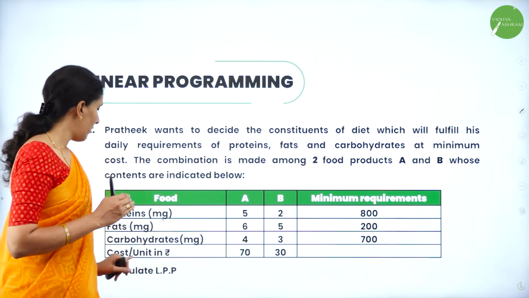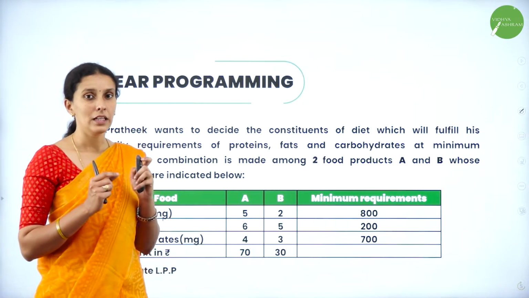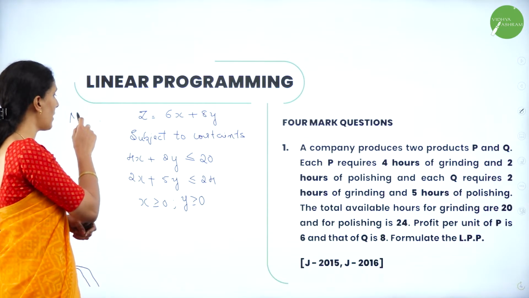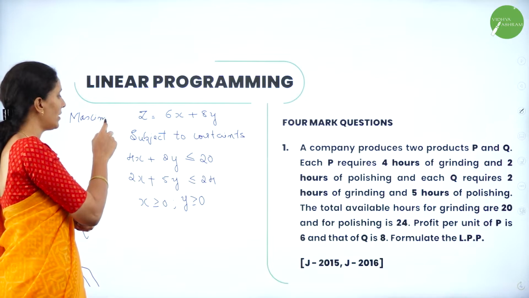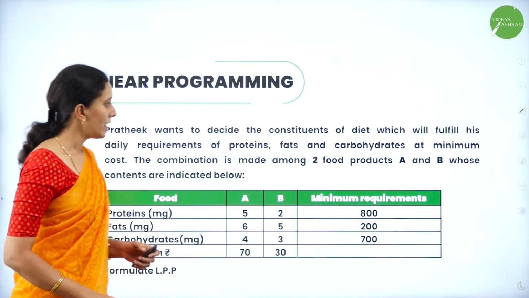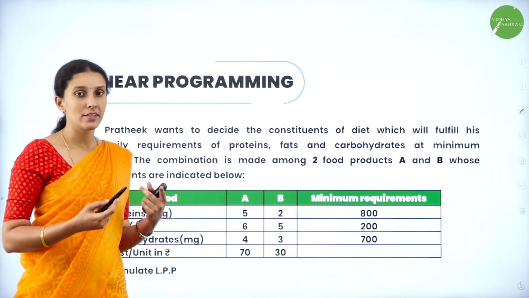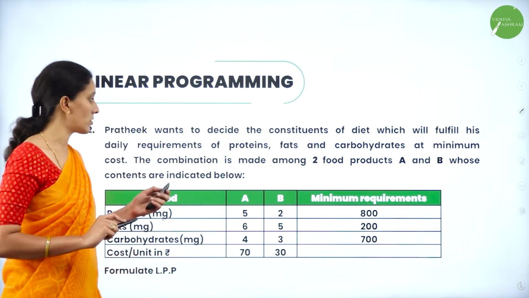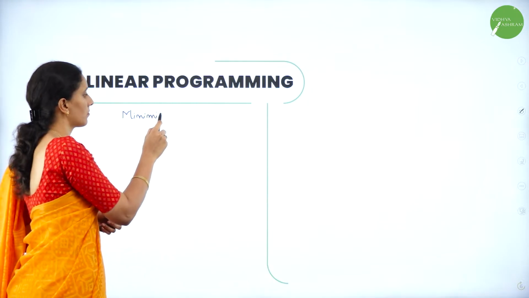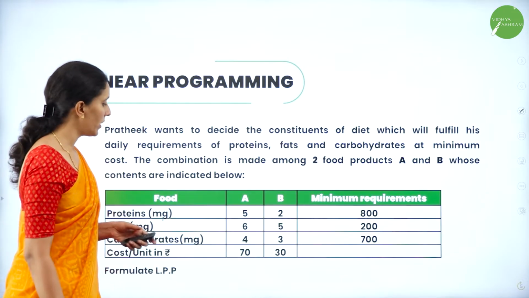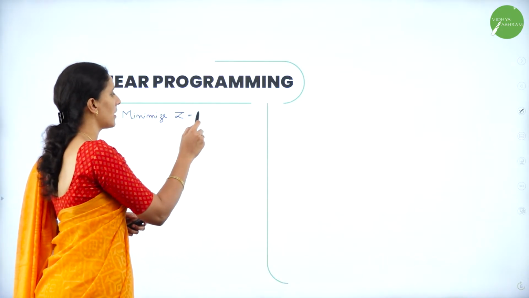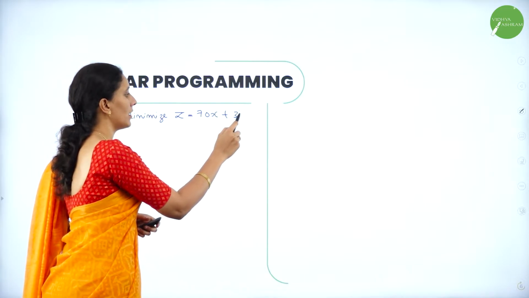Hence, our formulation of LPP will be to minimize. Previously we had to write maximize because we were gaining profit. So write the word maximize when it is for profit, and here it is about the cost. Whenever a question is about cost, it means you have to minimize the cost. So therefore write minimize. What is the cost per unit A? 70, and cost per unit B is 30. So let me take it as Z is equal to 70x plus 30y.